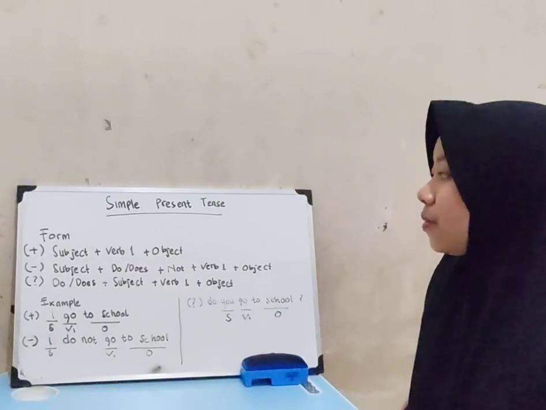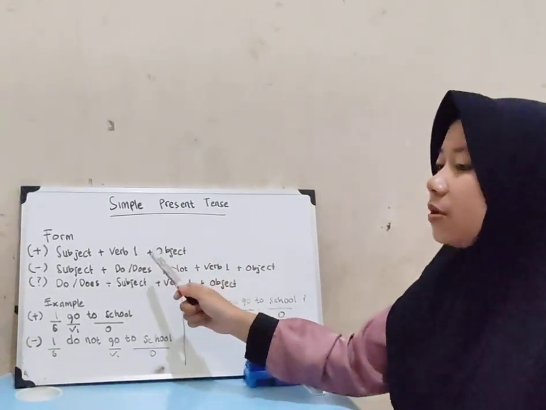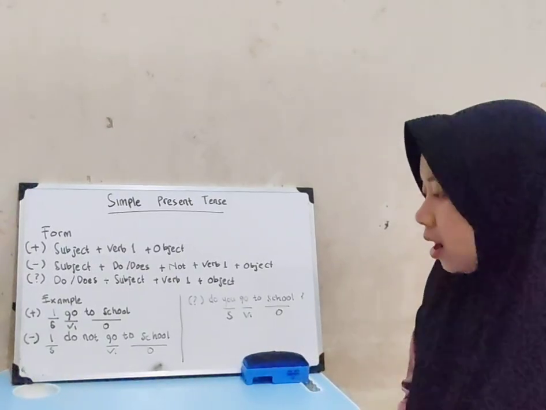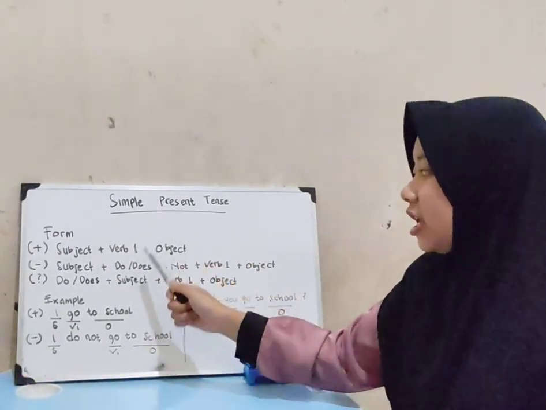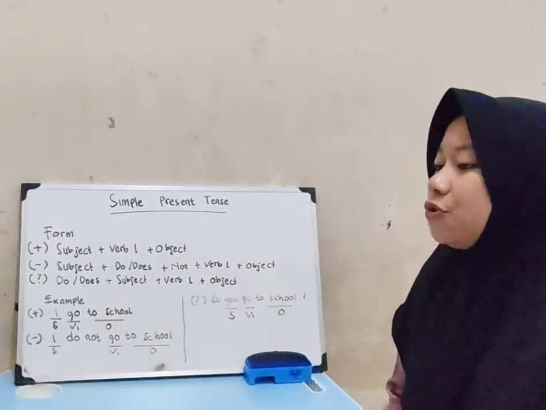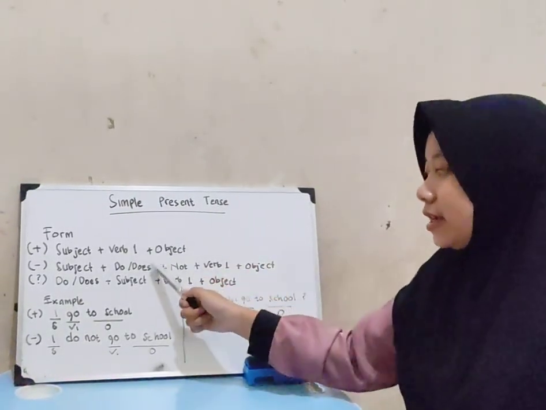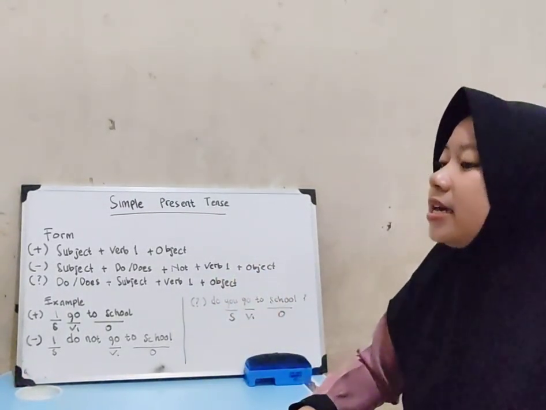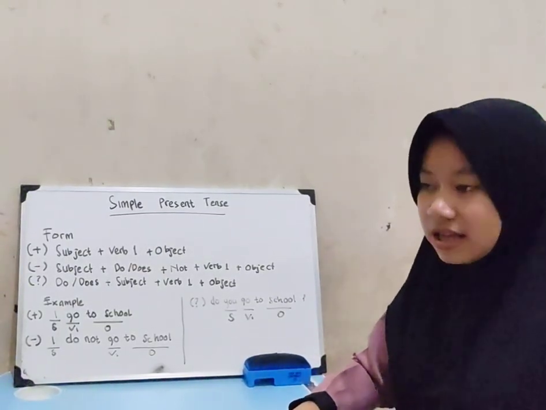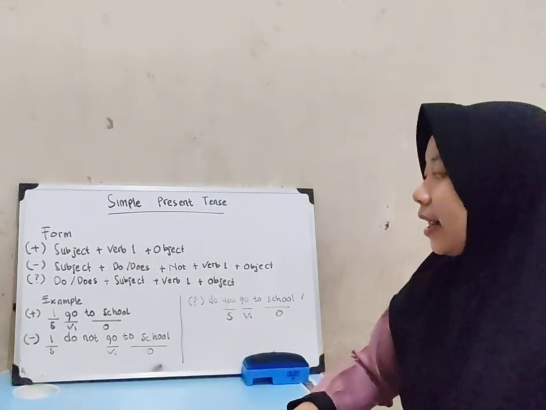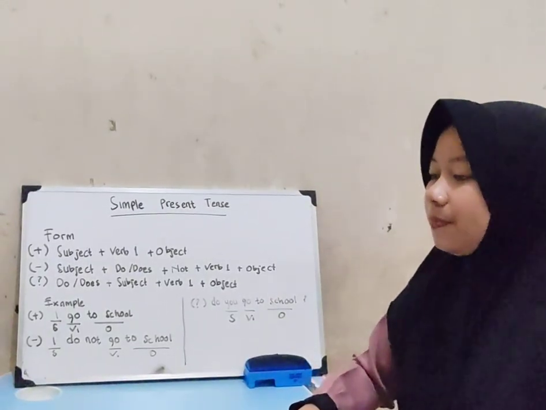So, when do we use do and when do we use does? Okay, I will tell you all. We use do if the subject is I, you, we, and they. And we use does when the subject is he, she, it, or the name of a person. And next we go to the examples.